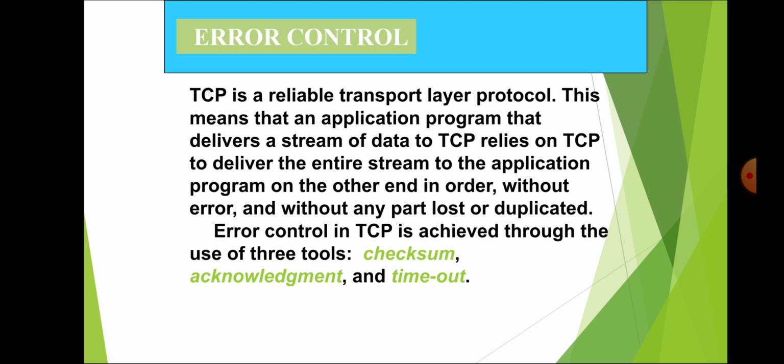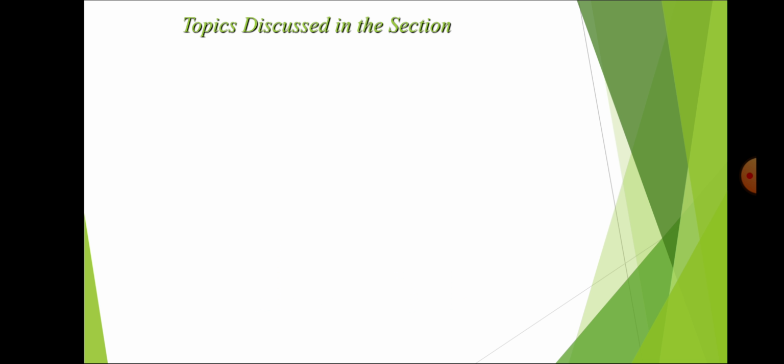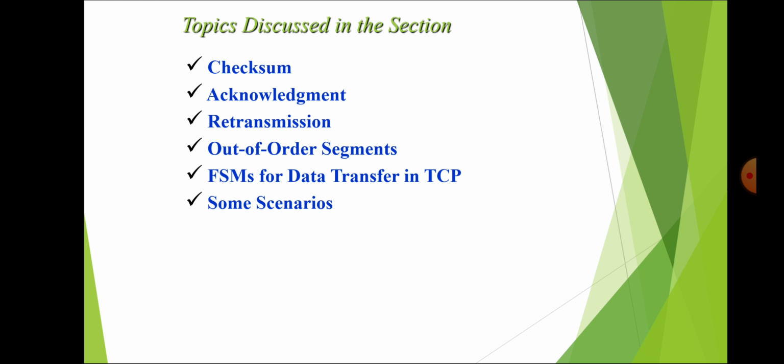If you want to receive your data successfully, you must receive the acknowledgement, your data should not be lost in transmission, and you should not receive duplicates. That means the same packet should not be received twice at the server side. That is duplication of the packet, and it should not happen. In this topic we are going to discuss checksum, acknowledgement, retransmission, out of order segments, and FSM data transfer in TCP. We are not going to discuss the FSM and some scenarios.